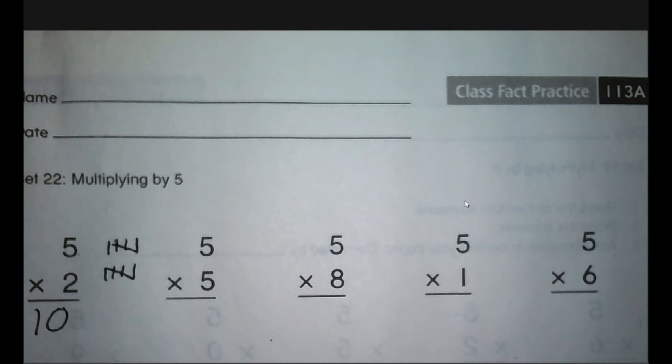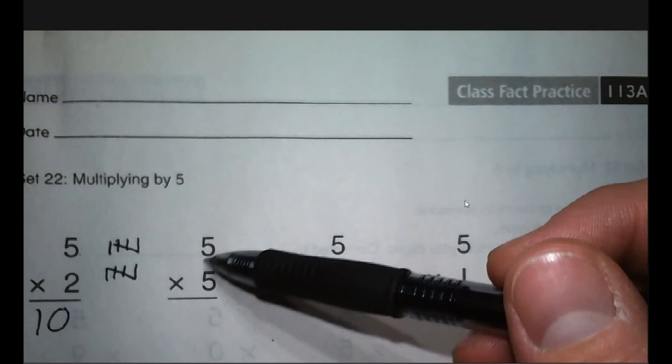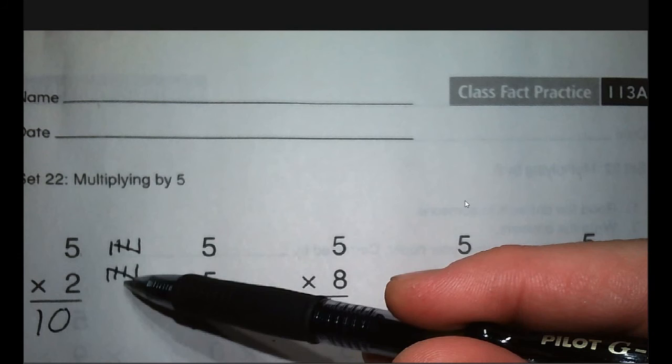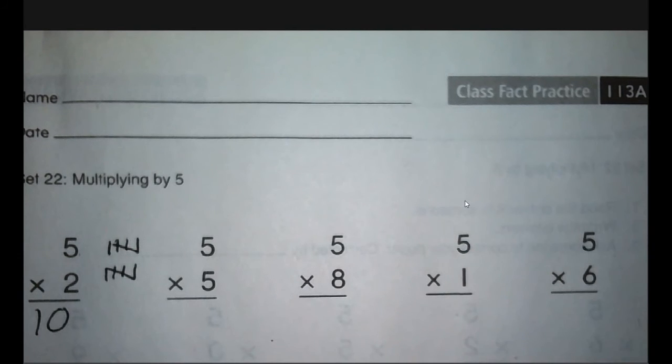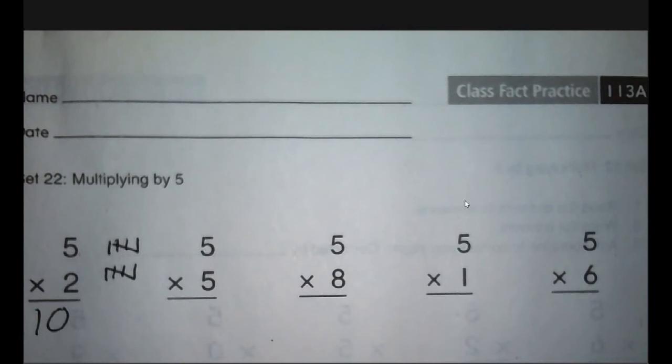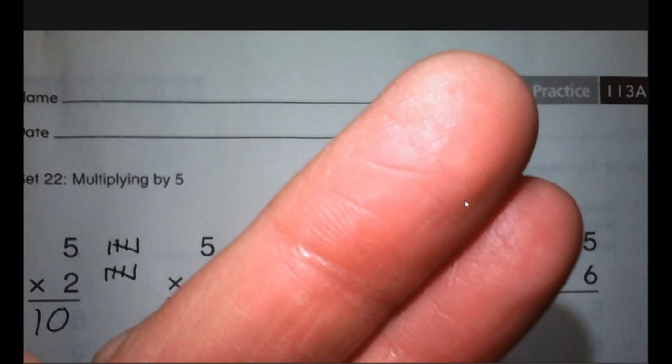I can hold up 1, 2, 3, 4, and 5 fingers, okay? Oh my goodness, see? And that way I can just count by 5s doing that. So, for example, I'm going to put 5 fingers right here.